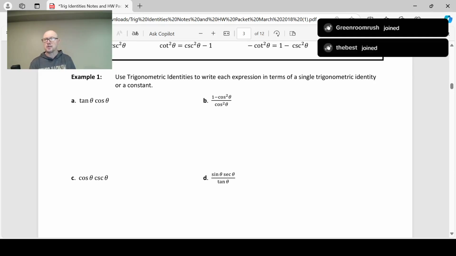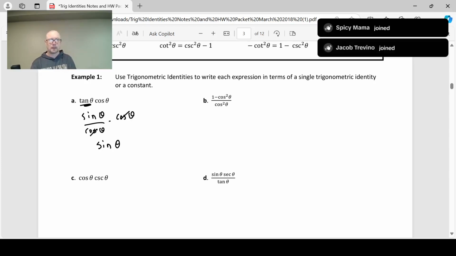So again, I don't see any squares in this, so I'm probably not going to use the Pythagorean identity, but I see tangent here. So what I'm going to do is replace tangent by sine theta over cosine theta. And if I multiply that by cosine theta, what's going to happen? Well, our cosines are going to cancel. So this is going to simplify to sine theta for this one.